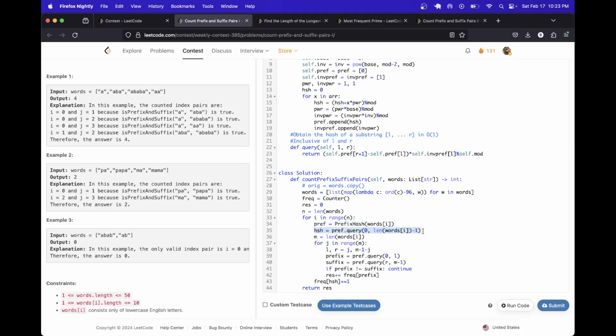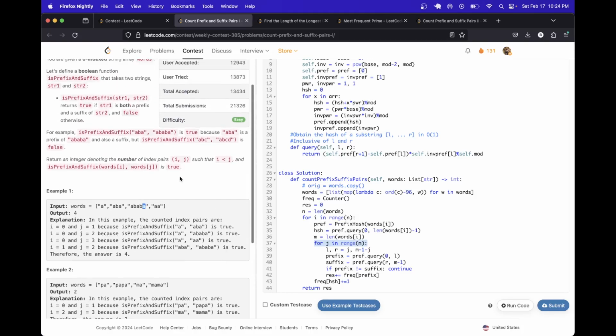This is just shorthand to declare this variable. And then for every single index in the word, try that as a prefix and suffix. So for example, if we're looking at ABABA, try just the first and last. Like two, okay, they're both A, so that actually works. Because the prefix and the suffix are the same, we care.